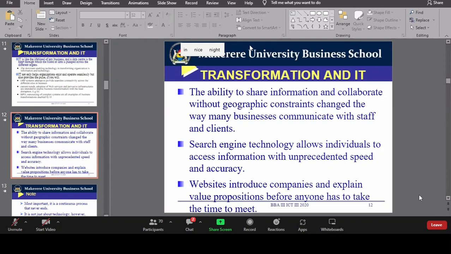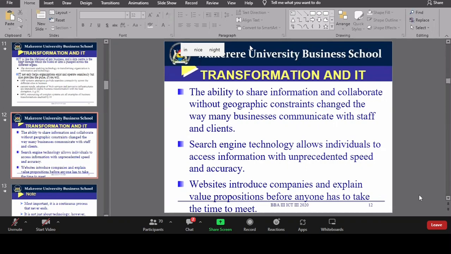So we are saying that we no longer need to be physical, but we can now do business virtually. And if there's any ability that all organizations must have, it is the ability to do business online. Search engine technology allows individuals to access information with unprecedented speed and accuracy. That is the search engine technology, things like Google, Firefox. Those are the internet technologies we are talking about there.